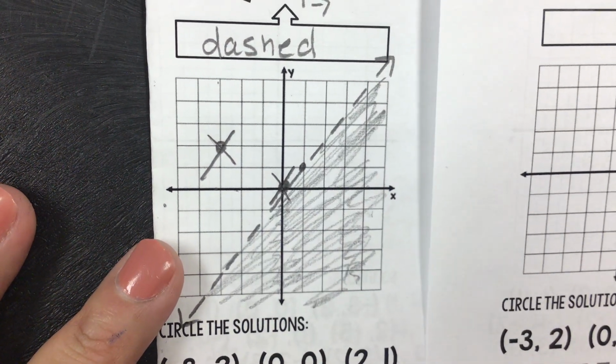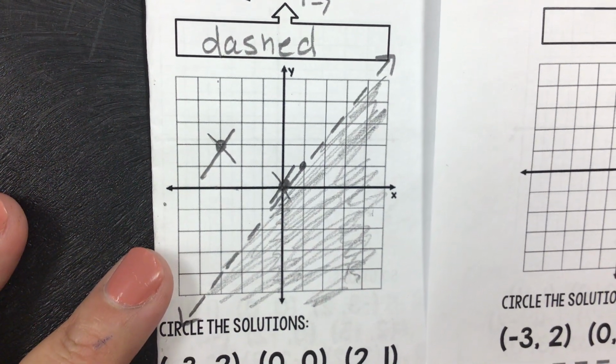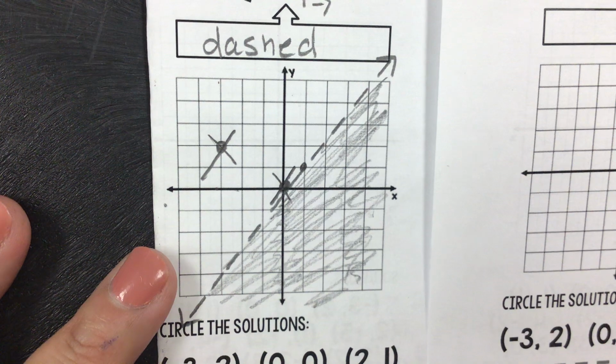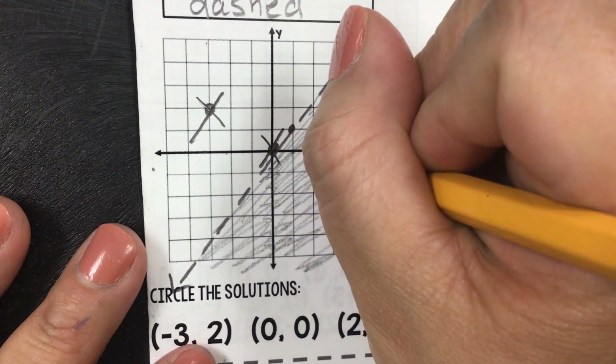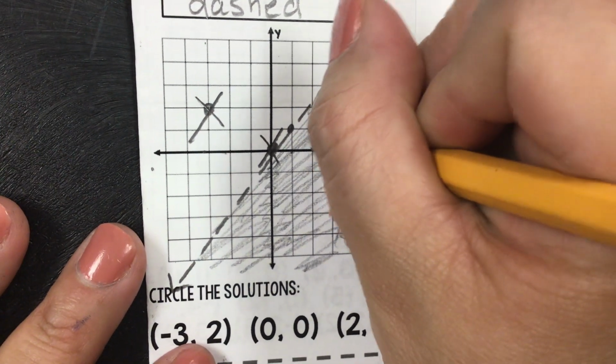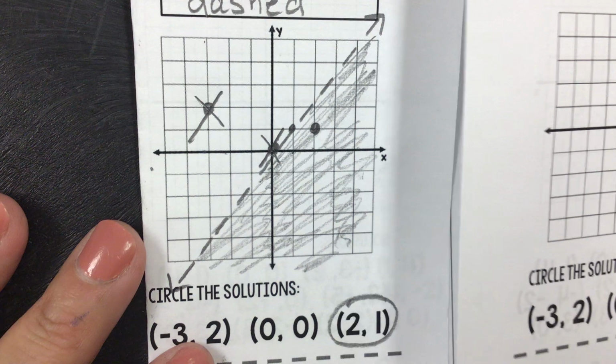So I'm going to say that again. On the line was not included. That's why we made it a dashed line. And that's why 0, 0 would not be part of the solution. And then 2, 1, 2, 1 is in the shaded region, so this is a solution.